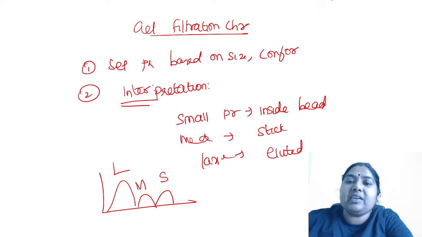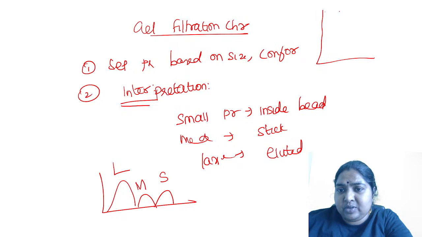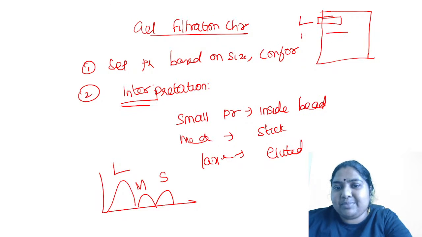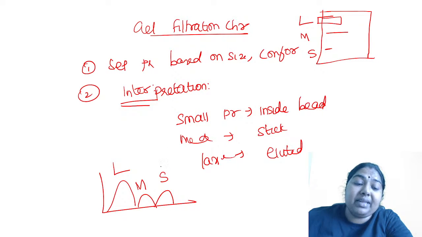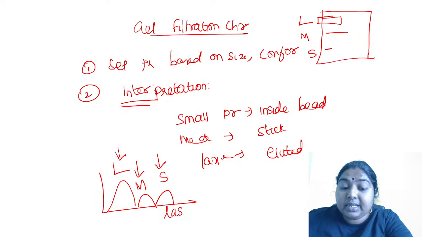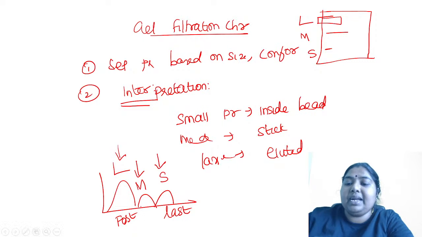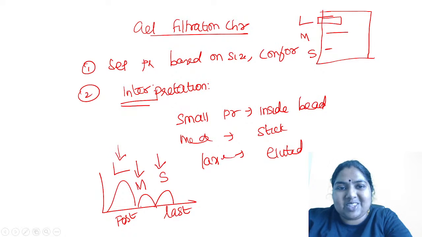So don't trick it with your SDS page. In your SDS page, always what happens? Large will be stuck at the top, medium in the middle, and small at the bottom. Correct? Here it is coming in this order. First it will be large, then medium, then small. Small will elute at the last. Large will elute at the first. Understood? So don't confuse it with your normal gel electrophoresis. It is opposite to that.